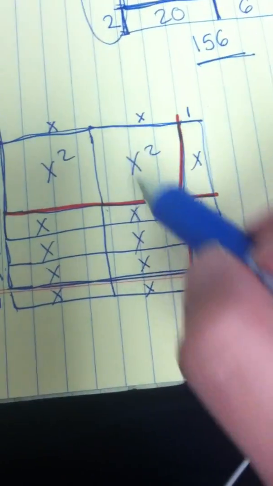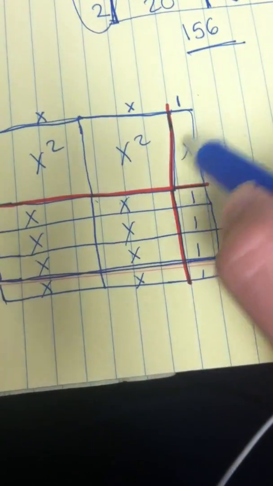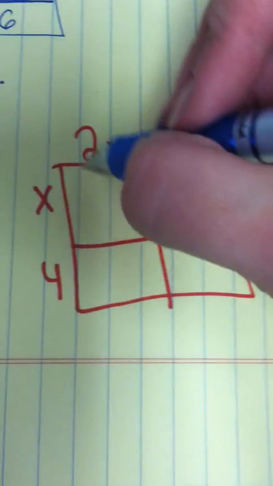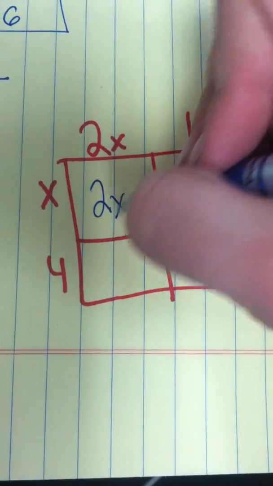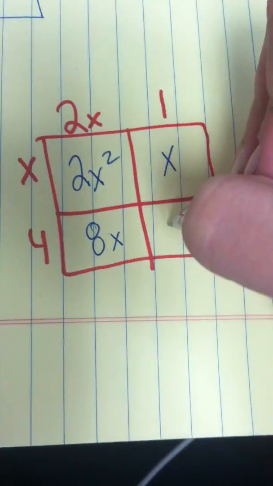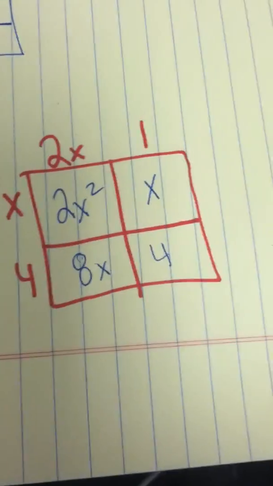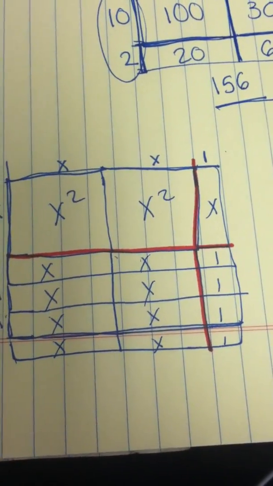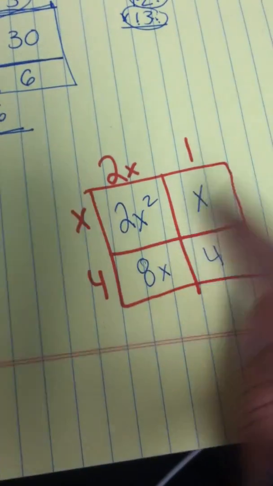So we'll get 2x squared, we'll have 8x here, we'll have an x here, and we'll have 4. Or we can go to a more generic rectangle, which will be the same thing. This will be 2x squared, this will be x, this will be 8x, and this will be 4. Notice how these numbers are the same as these numbers here. It's just a little bit simpler, so we're moving to this.